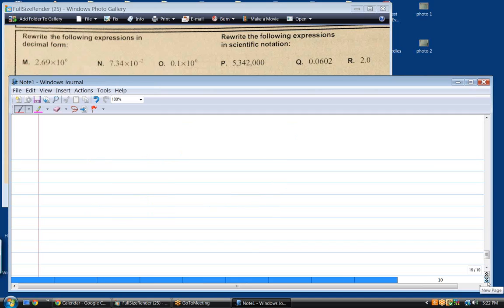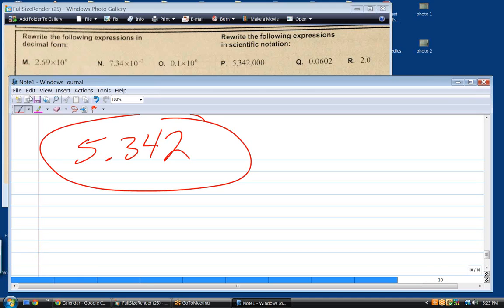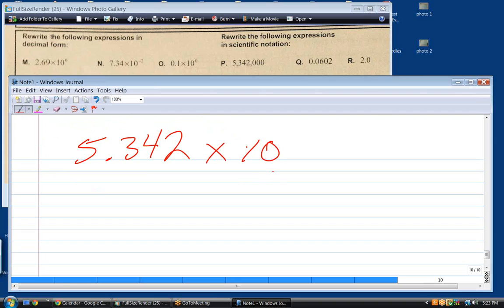All right, so for P, we want to rewrite it as scientific notation. Now, in scientific notation, the only requirement is the first number be between 1 and 10. So what's our first number need to be? 5.342. There's a number between 1 and 10. Okay. And then that's the first part. And then times 10 to the what?